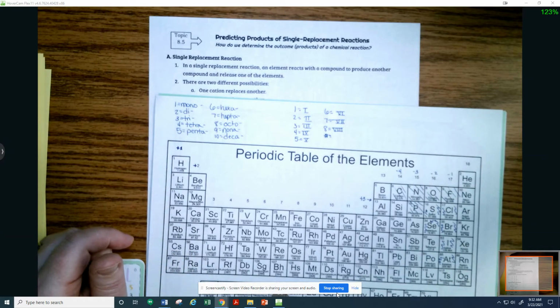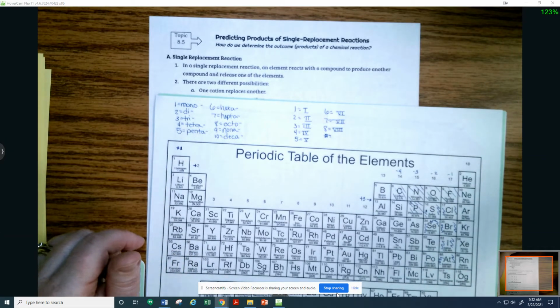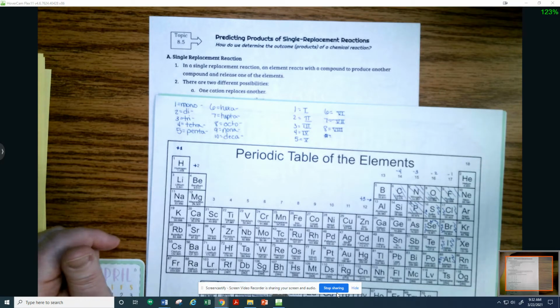Welcome to topic 8.5. We are going to work on predicting the products of single replacement reactions. So similar to 8.4 in that we're predicting products. Now we're switching gears to the next reaction type. There are some different things going on with this particular lesson, so you do need some different supplies.